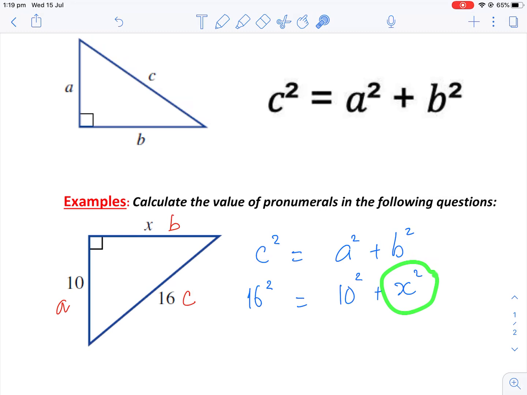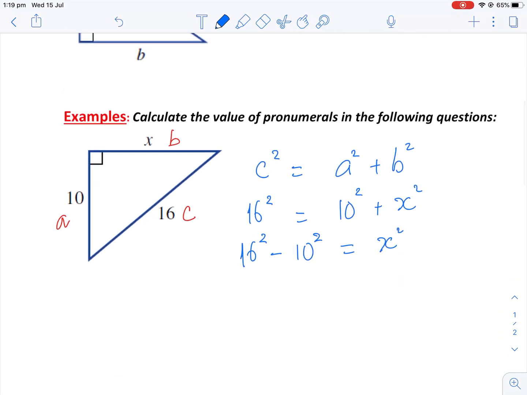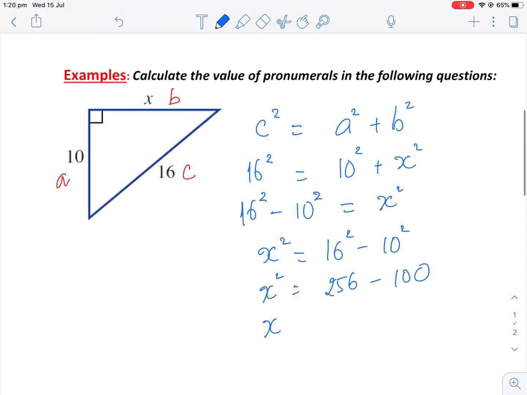So we keep the pronumeral on one side and move the numbers to the other side. So it's going to turn to 16 squared, take away 10 squared, equals x squared, or I'll just rewrite it like this: x squared equals 16 squared, take away 10 squared. And 16 squared is 256, take away 100. So x squared you will have is 156.